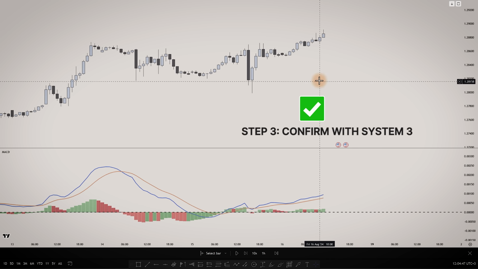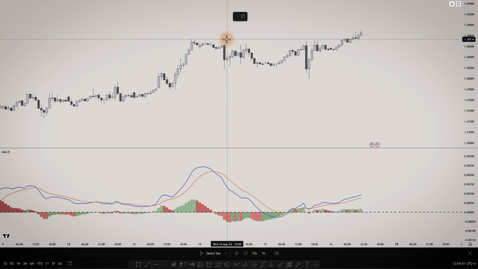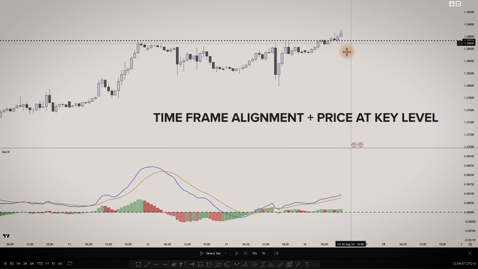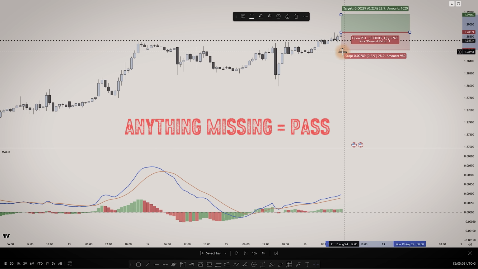Step 3 must confirm everything. So before I take any trade, System 3 must confirm it. Are all 3 time frames aligned? Is price at a key level? Is the histogram confirming? If anything is missing, I pass.